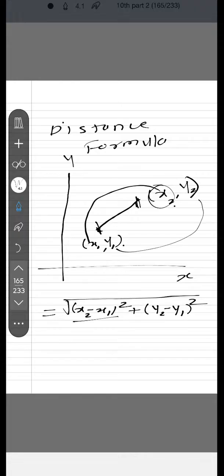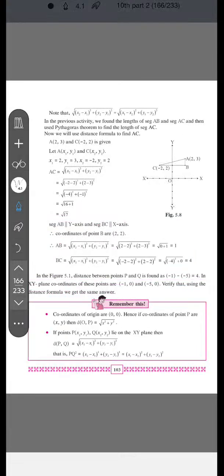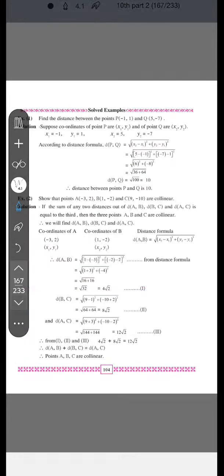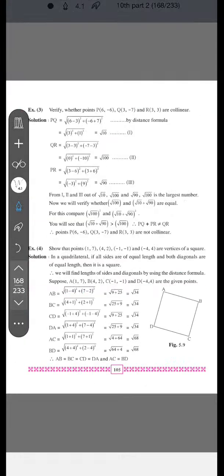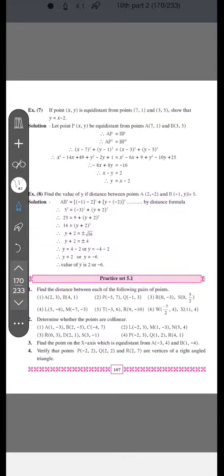So here is the formula. It says the square root of x2 minus x1 square plus y2 minus y1 square, and that is nothing but the distance formula. So many questions are here and we have to solve them. Without wasting time, we are going to directly hit exercise 5.1. Here you can see different types of questions. Simply we have to use the basic terminologies.